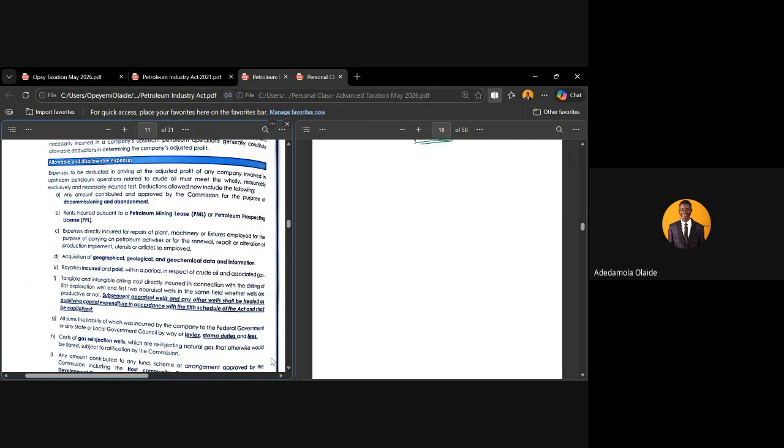When companies get to the oil field, at times they might first need to drill an appraisal well. To the best of my knowledge, the appraisal well is for them to know the extent of oil deposits in that area. Then, when they now know the extent of oil deposit, they go ahead to drill the exploration well.